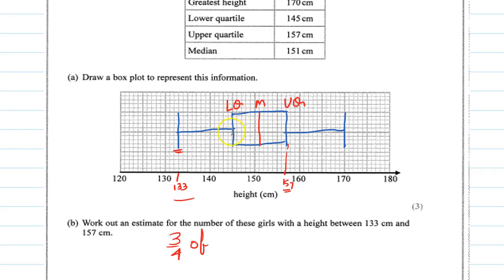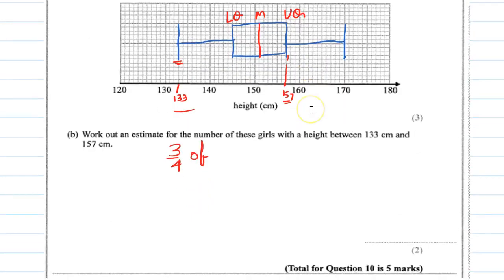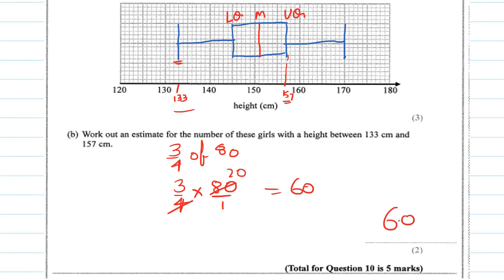How many total girls were there? If you see, total girls are 80 here. So 3 by 4 of 80. 3 by 4 of means times 80. 80 divided by 4, that is 20, and 20 times 3 is 60. So this is 60. So total girls are 60.